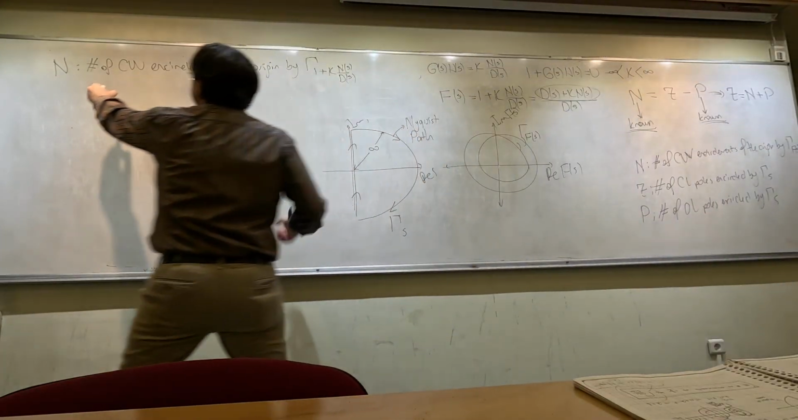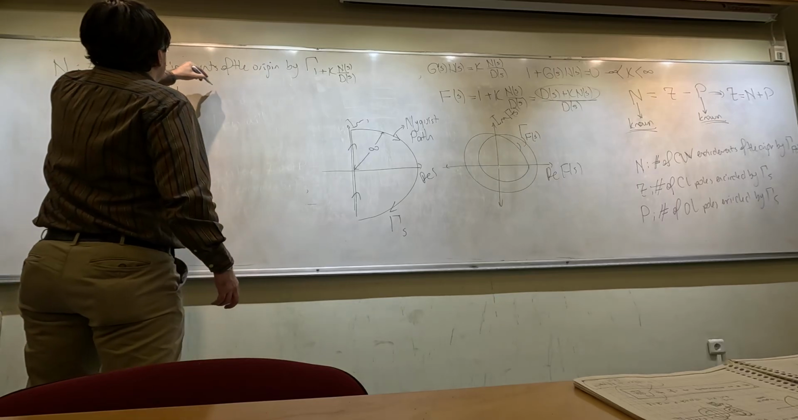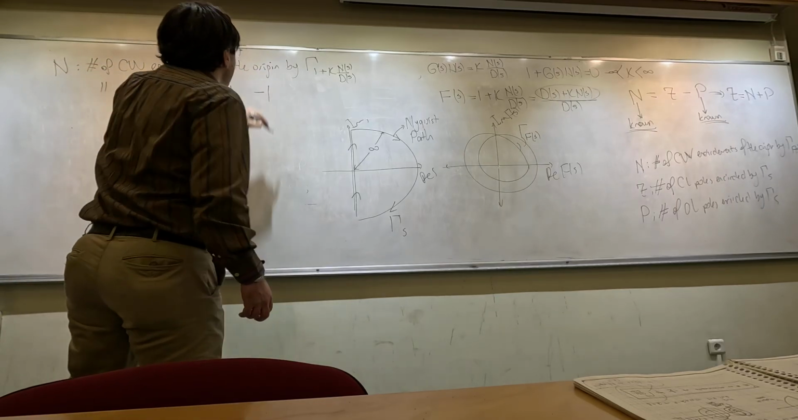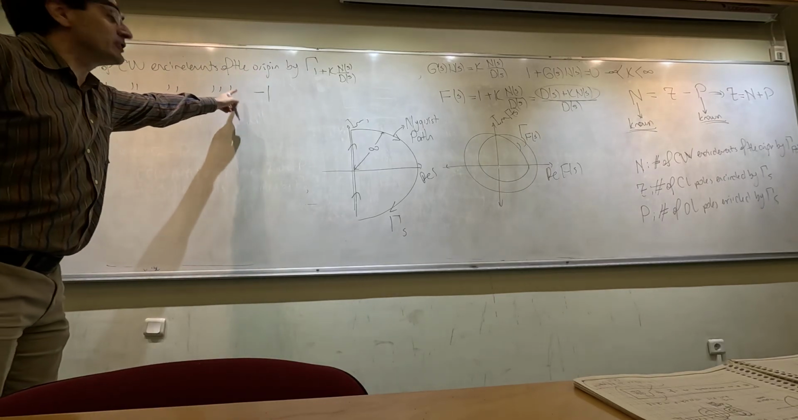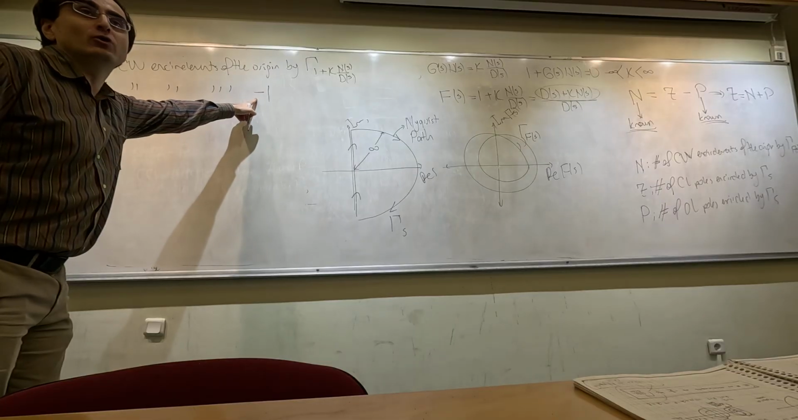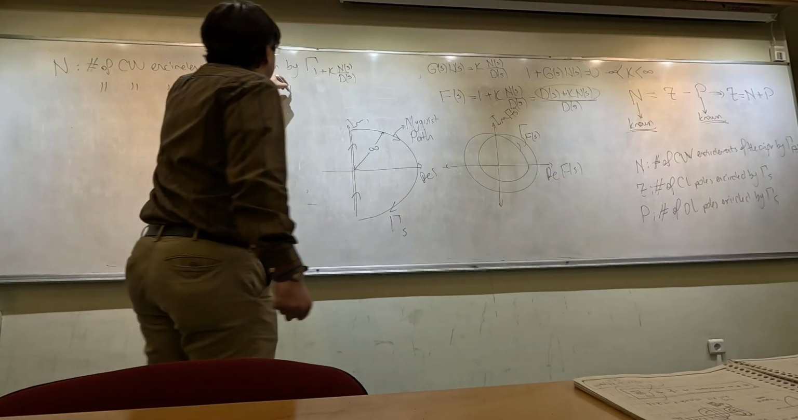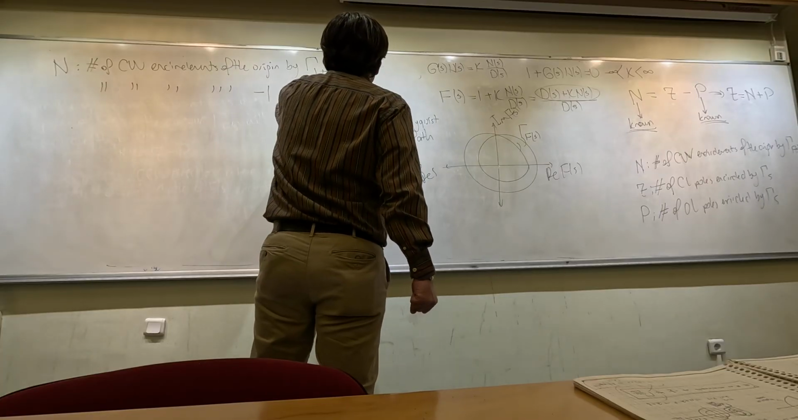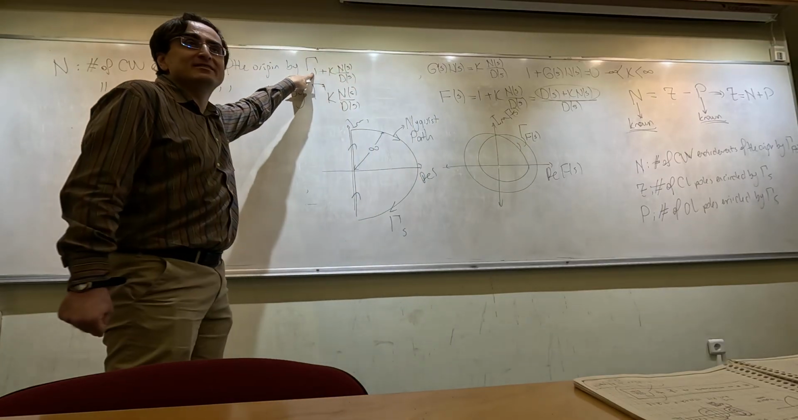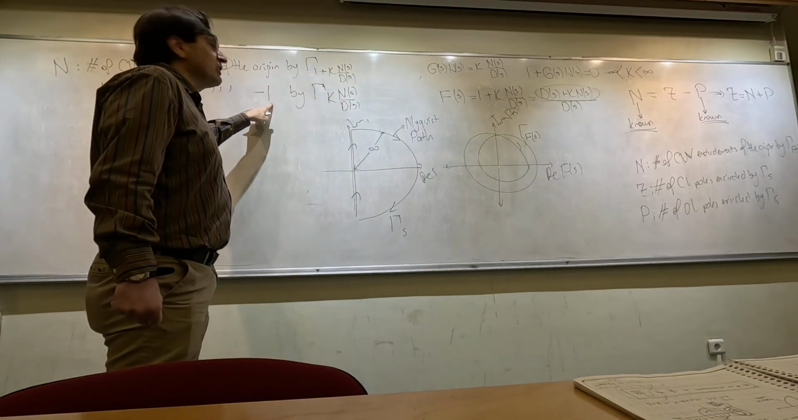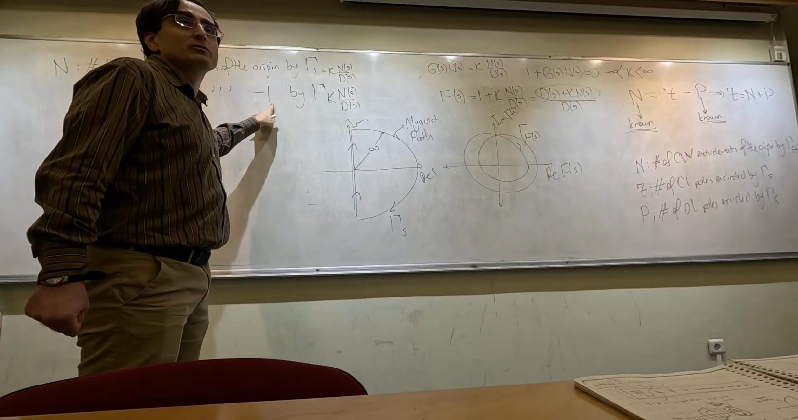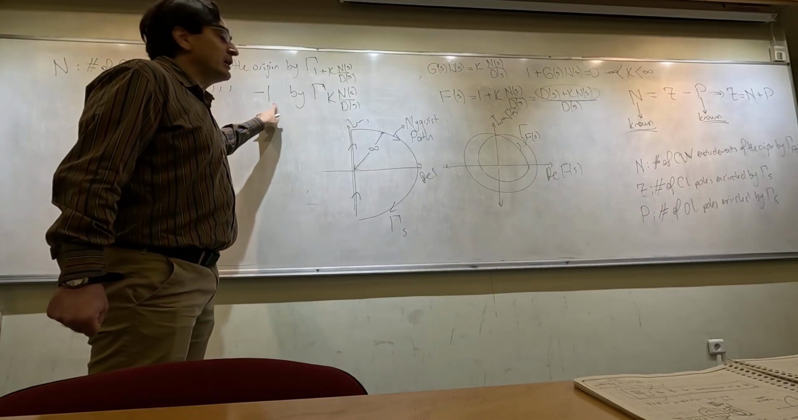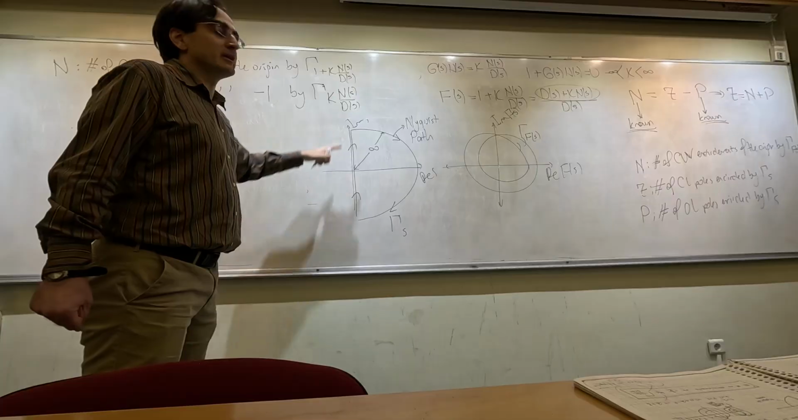So here, this is the number of clockwise encirclements of the point minus 1. Instead of the origin, I need to check the encirclements of the point minus 1 by gamma k n of s over d of s. If I don't add this 1 here, I need to check the number of encirclements of the point minus 1 by this curve instead.